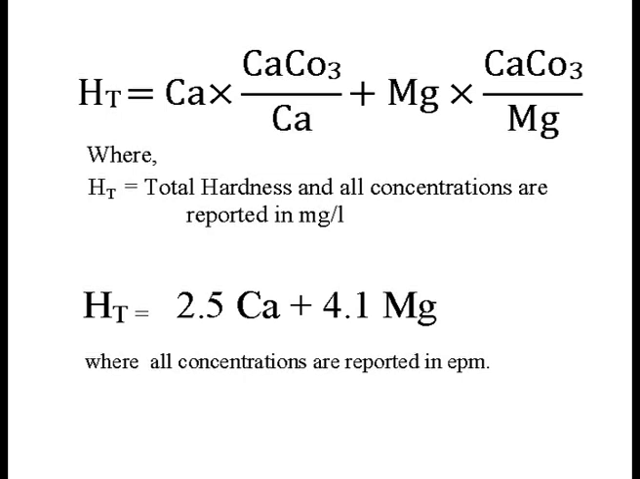So, for determination of the total hardness, represented by the letter Ht as calcium carbonate, Ht equals Ca times CaCO3 upon Ca plus Mg times CaCO3 upon Mg, where all concentrations are reported in milligram per liter. If they are represented in EPM, the formula is Ht equals 2.5 Ca plus 4.1 Mg. Here the concentration is reported in EPM, equivalents per million. So, this is about the hardness of the water.